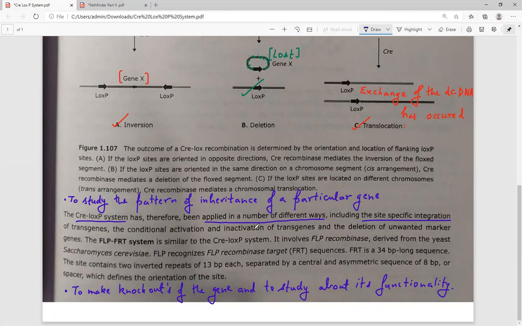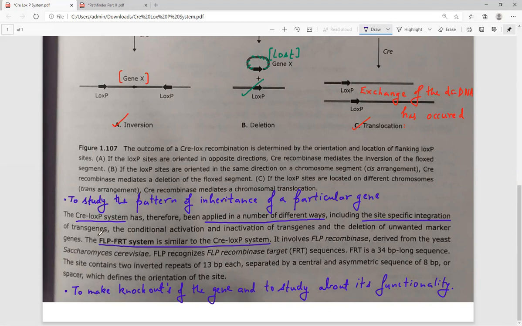The condition activated an inactivation of transgene and the deletion of unwanted marker genes. The FLP-FRT system is similar to the Cre-Lox system. Now, this is the most advanced system which has been used in molecular biology to study the genomic integrity and what is the function of a particular gene, how that gene is going to be functional in a cell.